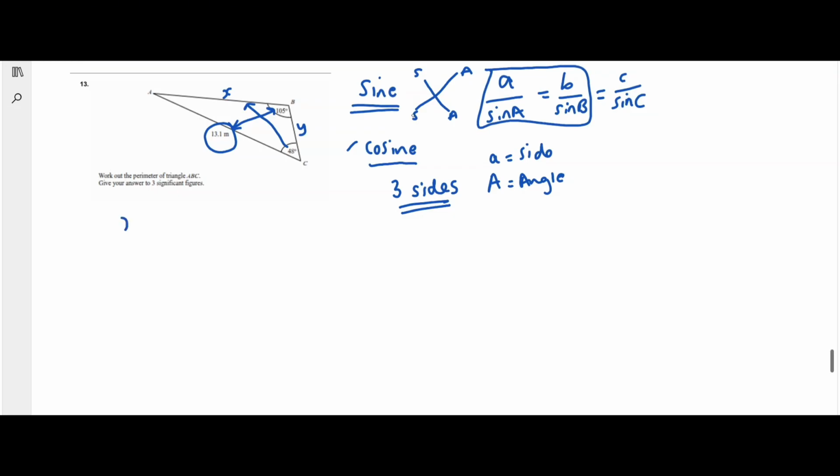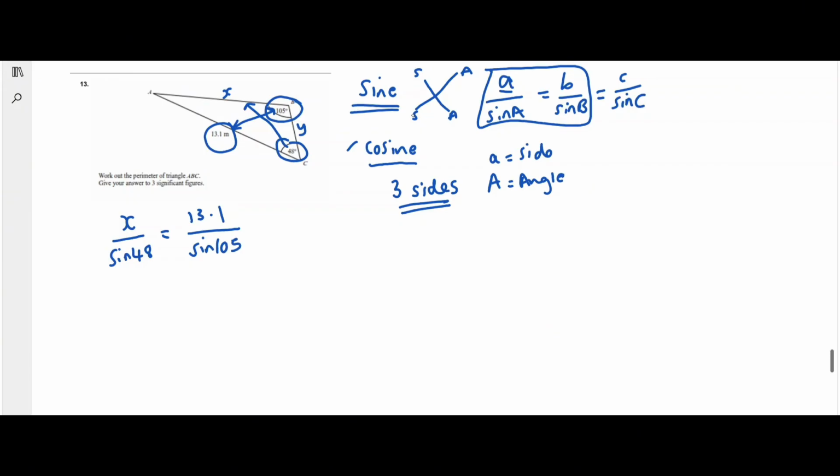So because I want x, I'm going to start with x first. So I'm saying that x is little a, therefore the angle opposite little x is 48. So I'm going to write sine 48 like that, is equal to, and the only side that I've got is 13.1, and that is opposite to this angle here, so it's 105, so I'm going to put sine 105. Remember, the angle always goes with sine.